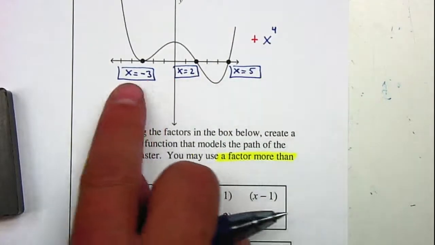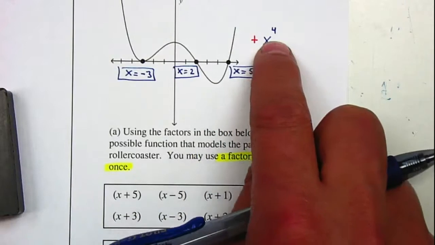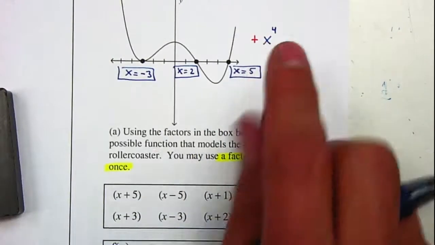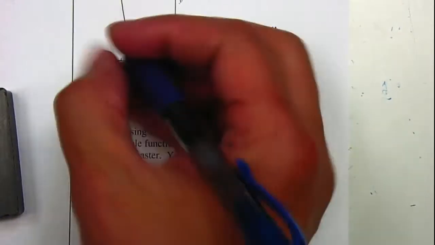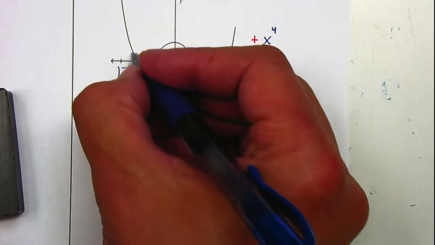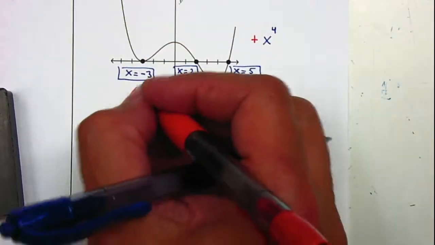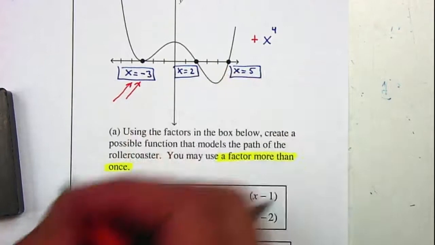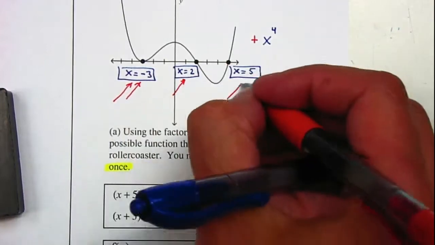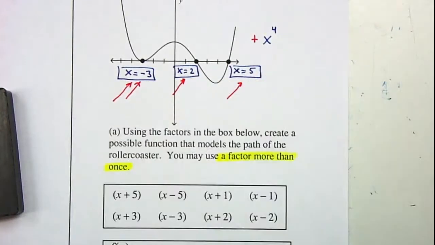But if you notice, we have 3 roots, but this is to the 4th power. Since this is barely touching it and then coming back up, this one counts for 2 of them. This is another root and this is the third, and that way we end up with 4.